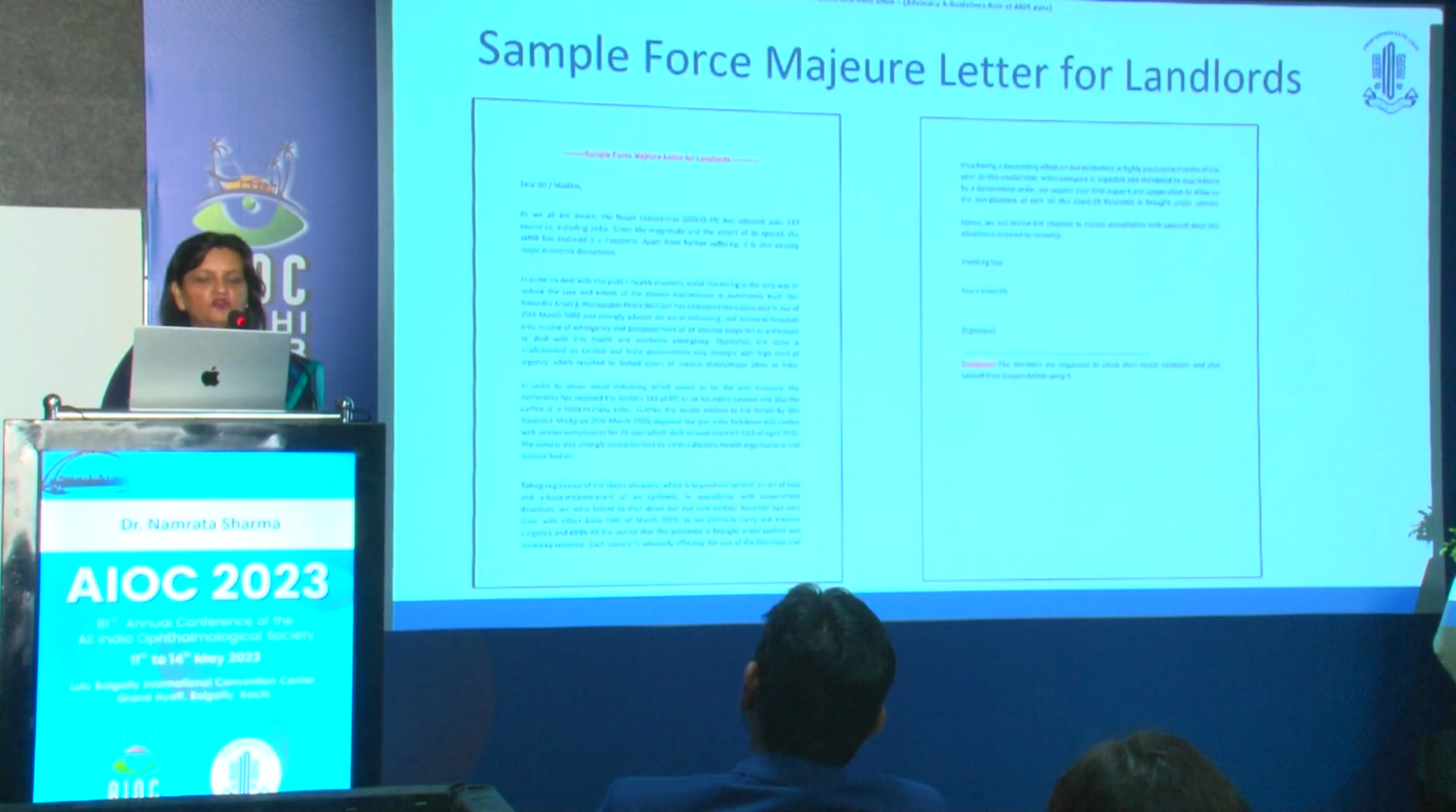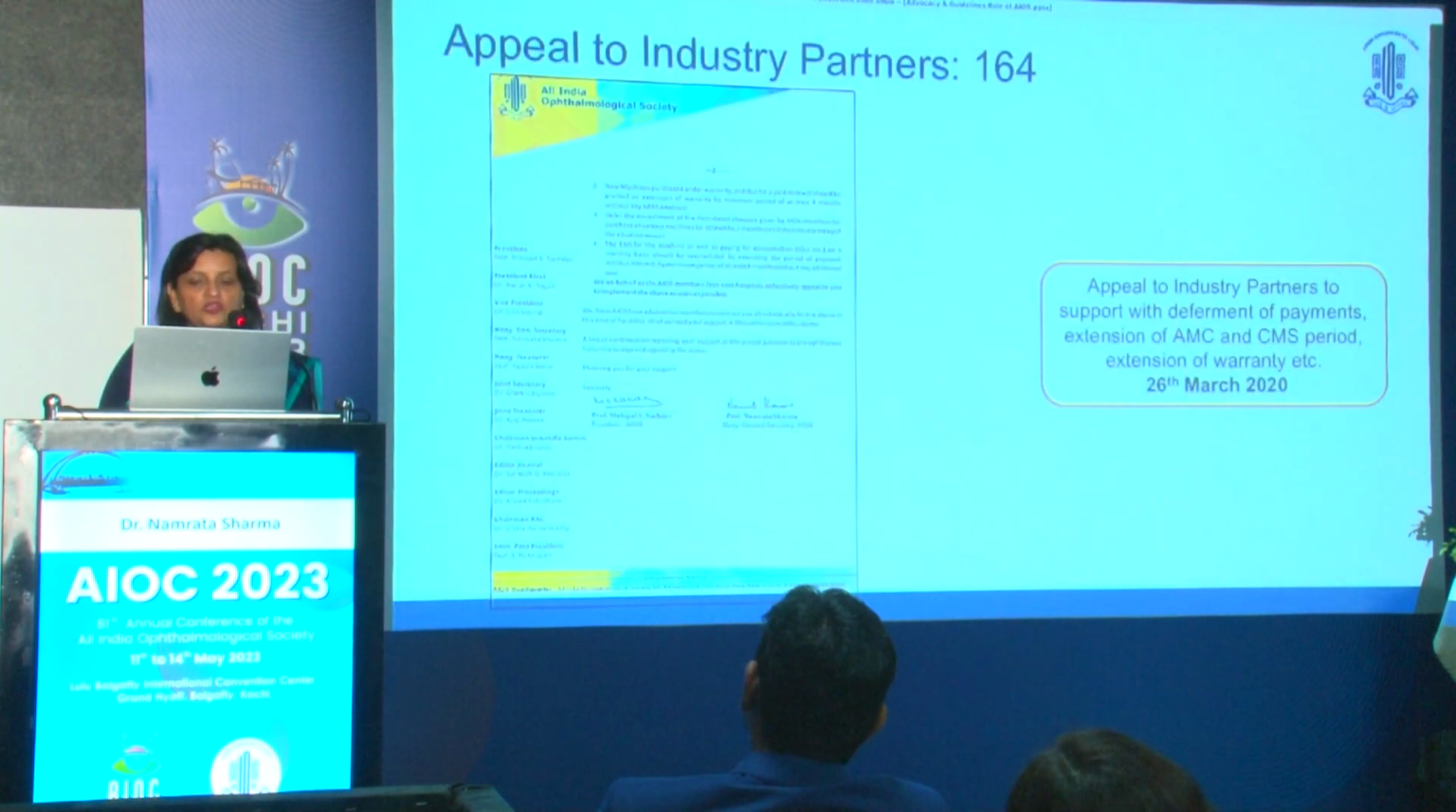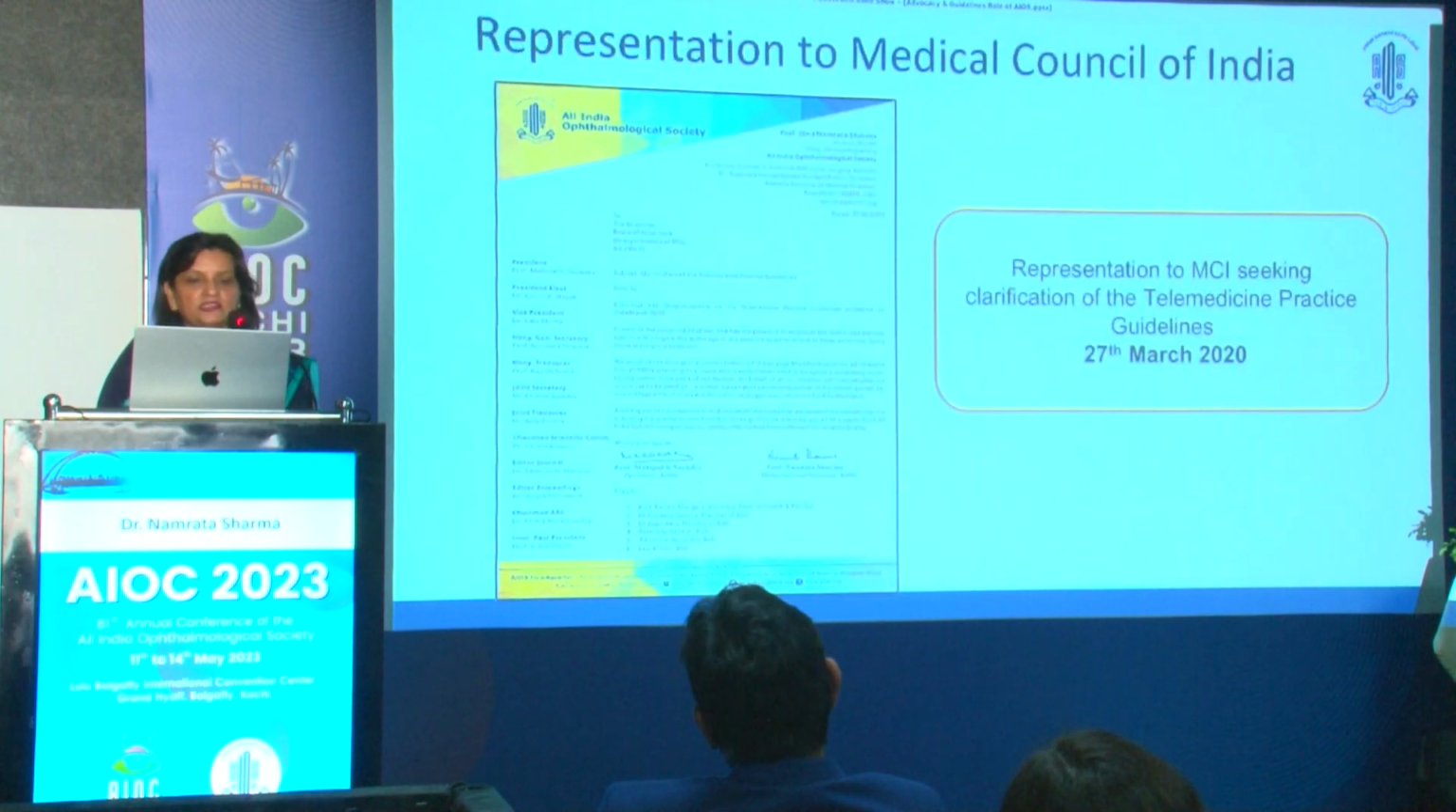And then there was a sample force majeure letter for the landlords, especially for those practitioners who had to pay their rent and needed a deferment of the rent because the practices were not happening. Then to the industry partners, we appealed, 164 in number, to support with the deferment of payment, extension of AMC and CMC during the period, and to extend the warranty, etc. So our partners also relented. Like I said, whatever we tried in that period actually did work and did give results.